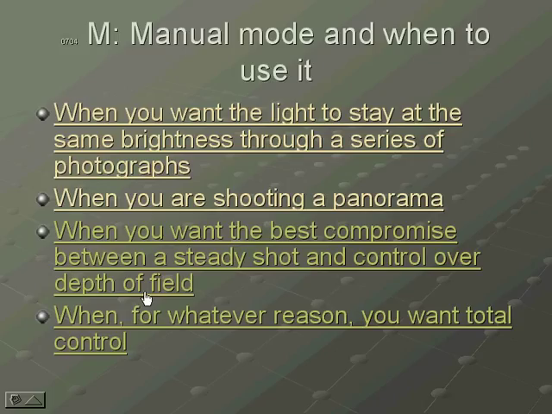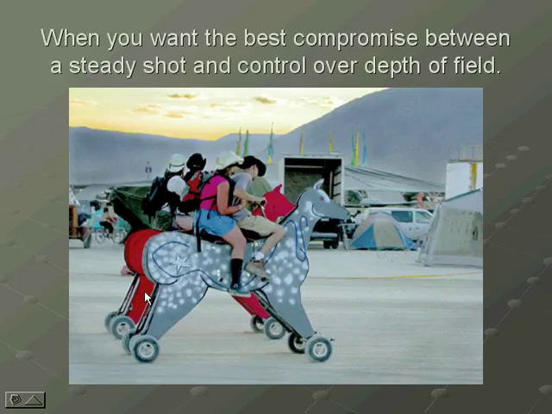Another reason to use manual mode is that you may want to choose your own best compromise between a steady shot and control over depth of field. For instance, it was late in the afternoon when this photograph was taken, almost dark as a matter of fact, although the camera is compensated for it. So we were able to both get quite a bit of the background going on here and to get a nice exposure of the shot by being able to have total control over exposure in manual mode.